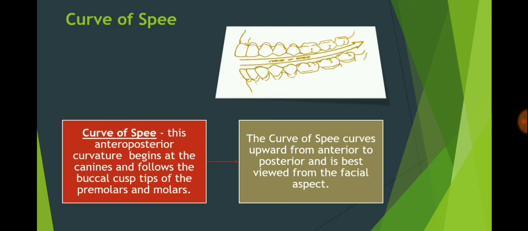The curve of Spee is the anterior-posterior curvature which begins at the canines and follows the buccal cusp tips of the premolars and molars. The curve of Spee curves upward from the anterior to posterior and is best viewed from the facial aspect, as you can see in the picture above.